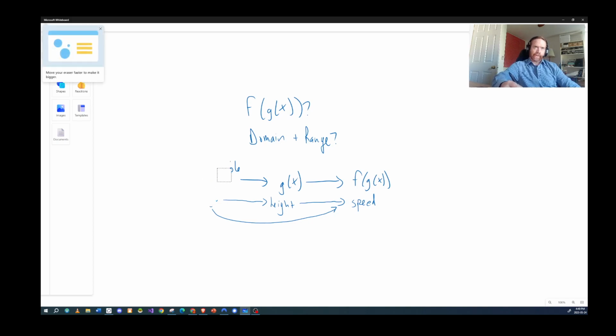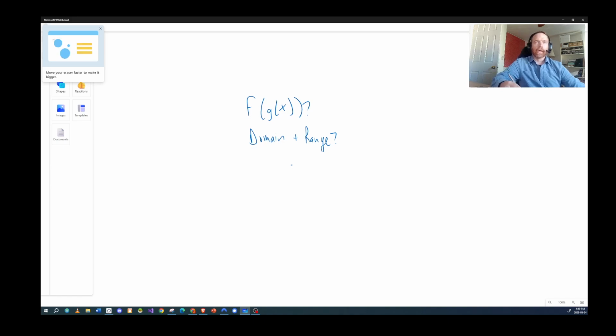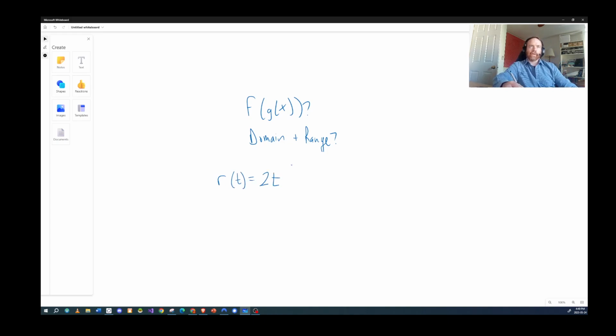Let me give you a better example. The one from the lesson there is a good one. It talks about the radius of a sphere. So you're rolling a snowball or whatever, and the radius of the snowball depends on time and is equal to 2t. Basically, after 1 minute your radius is 2, after 2 minutes it's 4, after 3 minutes it's 6, etc. Then we also know that the volume of a sphere is based on its radius, and it's equal to 4/3 pi r cubed.